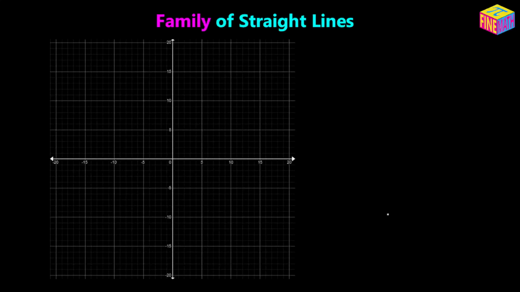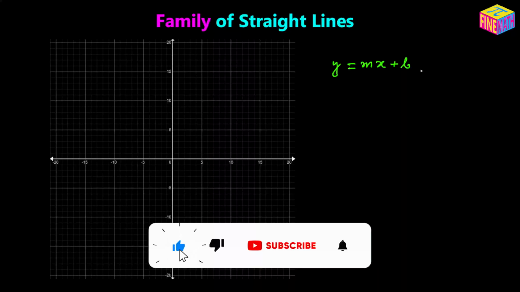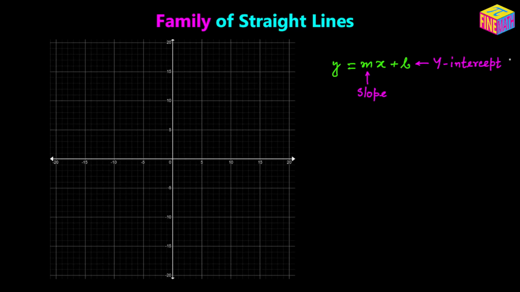Well, it's the slope-intercept form, which is like this: y equals mx plus b. Some authors might call it y equals mx plus c, but whatever it is, m is the slope and b is the y-intercept. Also, we know the general equation of a straight line is kind of like this. In the slope-intercept form, it looks like there are two unknowns, m and b. However, in the general form, it looks like there are three unknowns, a, b and c.